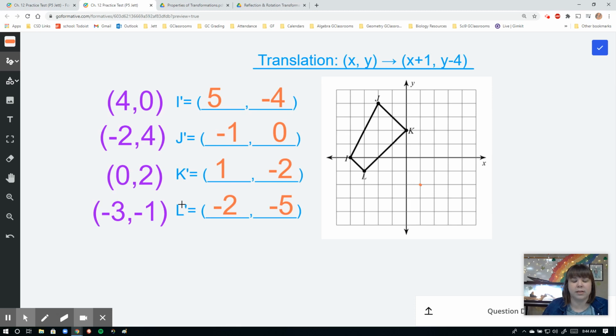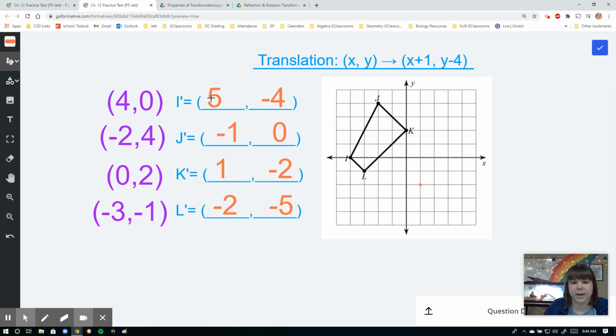You can plot the original points and then do the math, or if you just want to follow the rule that we need to go right 1, down 4, that'll work too. Again, it just depends on how comfortable you are with using this. So I'm just going to go ahead and plot the points. So I is going to be 5, negative 4. Again, we're going to the right 1 and down 4.